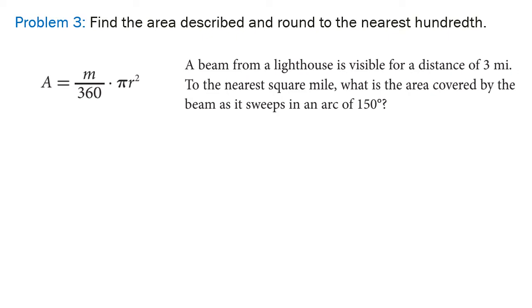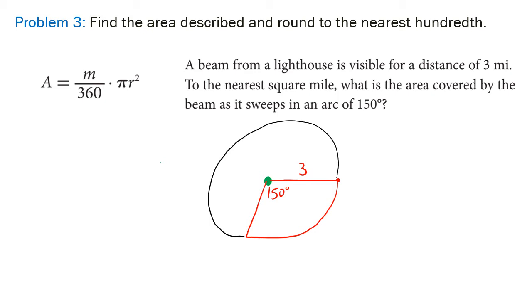All right, problem 3. Find the area of the described sector and round to the nearest hundredth. A beam from a lighthouse is visible from a distance of 3 miles. To the nearest square mile, what is the area covered by the beam as it sweeps in an arc of 150 degrees? So if we look down from the sky down to the lighthouse, seeing the very top of the lighthouse, we have a beam of light that goes out 3 miles. Now it does a sweeping arc at 150 degrees. Now remember that in reality a lighthouse can spin a full 360, but we only care about the 150 section.